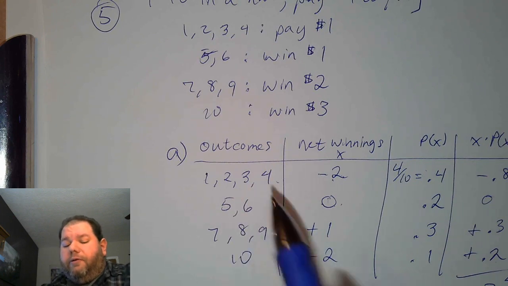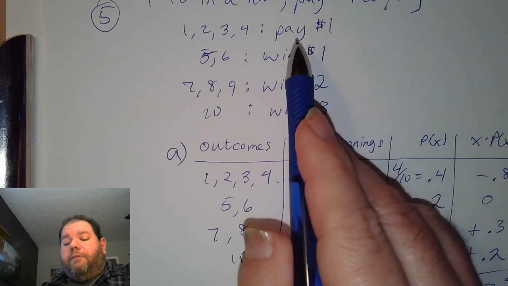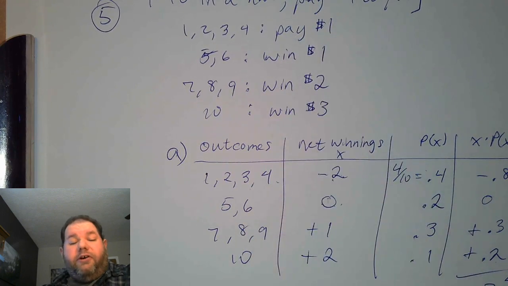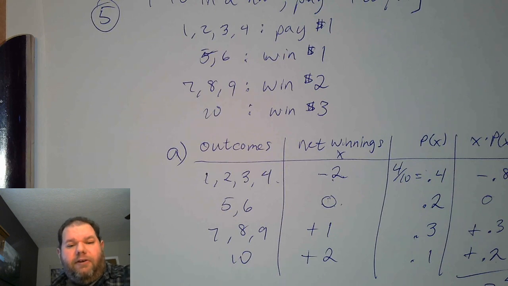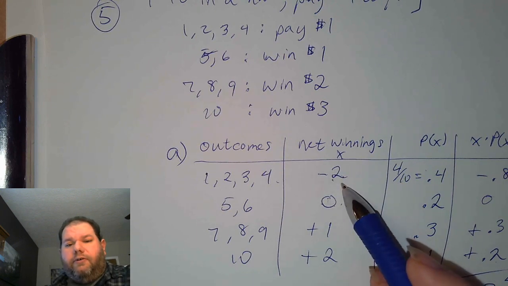And then if we picked a 3, for instance, we know that we had to pay $1. We already paid $1 to pick the number in the first place. So we paid $1, picked a number, and it turned out we had to pay another $1. So now we've paid $2, so we've lost $2.